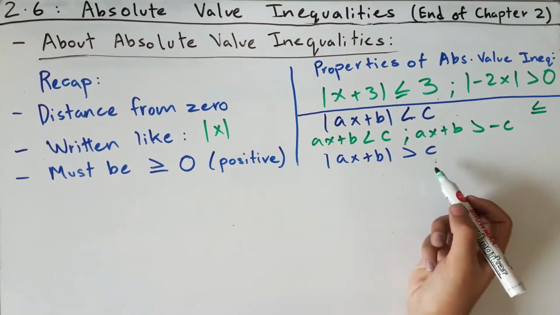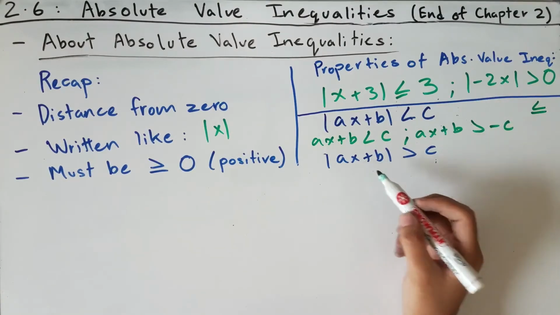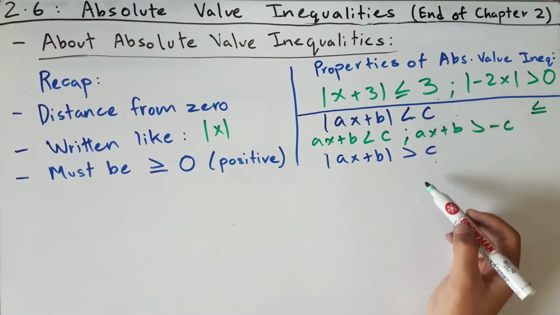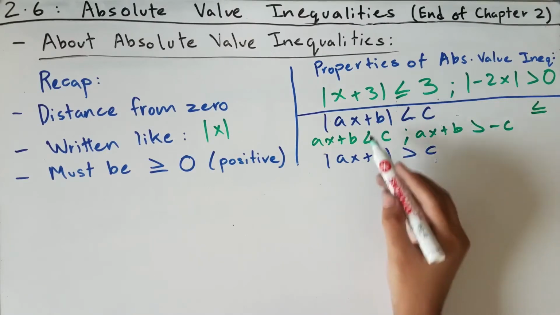Now, what about this inequality? We're given that the absolute value of ax plus b is greater than c. In this case, just like the previous example, we get exactly the same inequality without the absolute value.